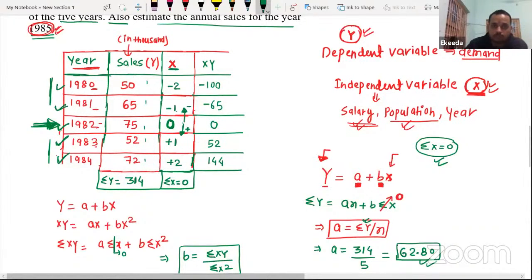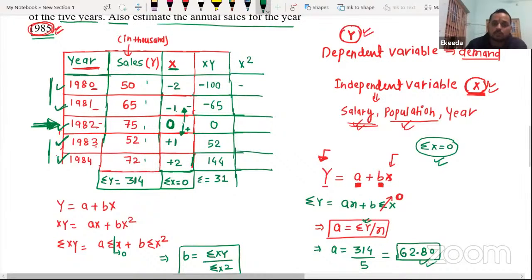Now take the summation of xy. After doing the summation of xy, we will get 31. Okay, we will get 31. You can calculate. Now the last column will be of x square.